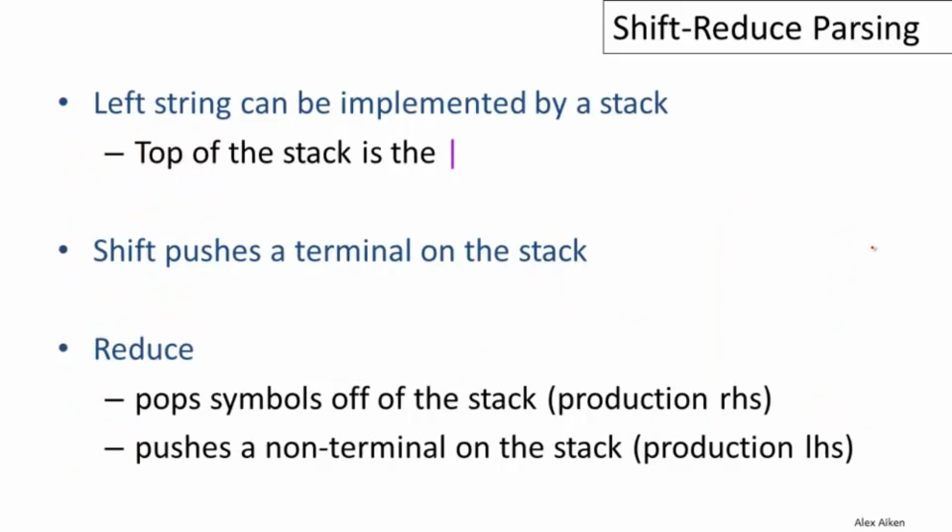It turns out that this left string, the stuff to the left of the vertical bar, can be implemented by a stack. And that's because we only do reduce operations immediately to the left of the vertical bar. So it's always some suffix of the string to the left of the vertical bar where the reduction is happening. So what a shift move does is push a terminal onto the stack. It reads one token of input and pushes it on the stack. And then a reduce pops some number of symbols off of the stack. That's the production right-hand side. And then it pushes one non-terminal onto the stack. That's the production left-hand side.